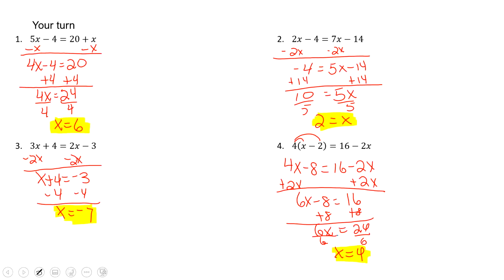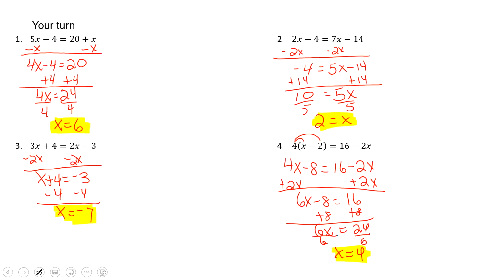And then the last one, I threw in an extra step for you where we had to distribute first. So here we distributed the 4x minus 2 to that. So we had 4x minus 8. We moved 2x from the right to the left. So I added 2x to both sides. Left me with 6x minus 8 equals 16. Added 8 to both sides. Left me with 6x equals 24. Divided by 6, x equals 4.